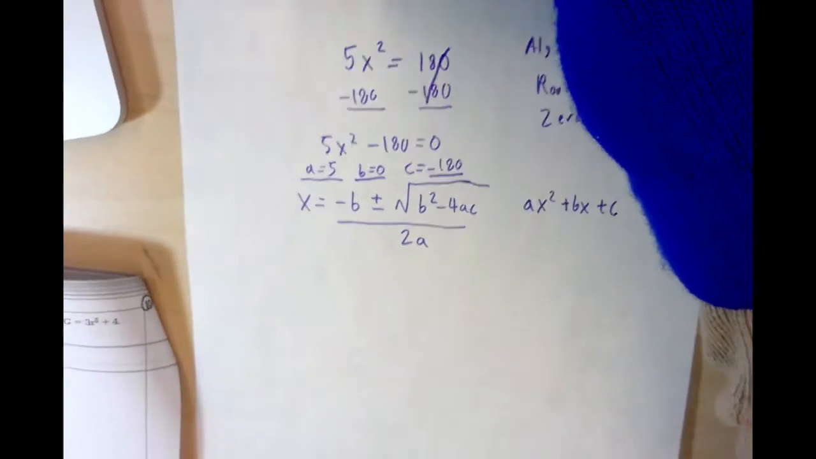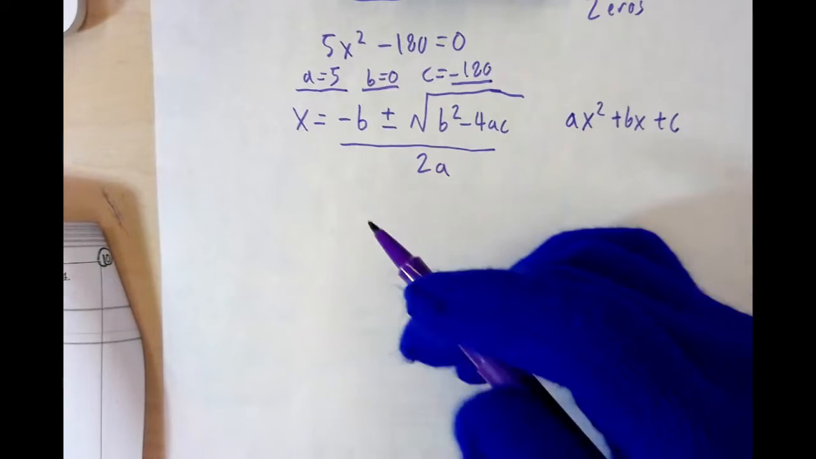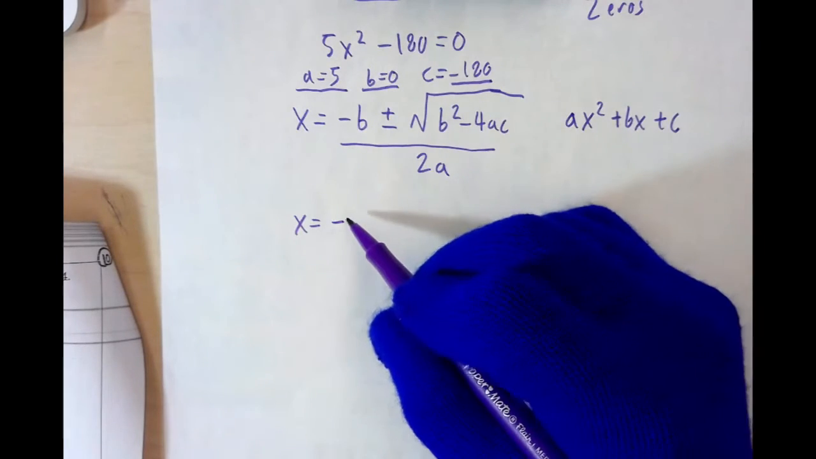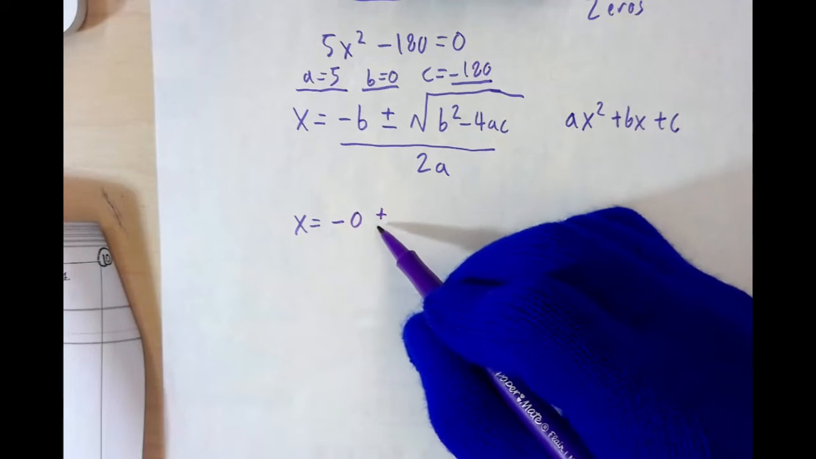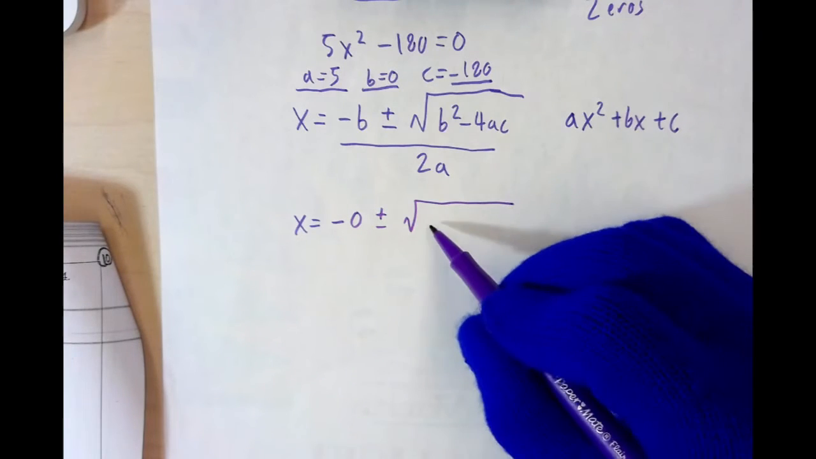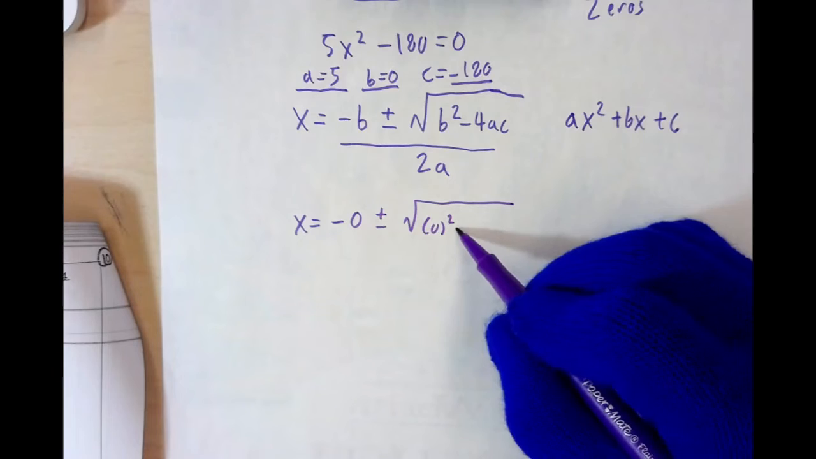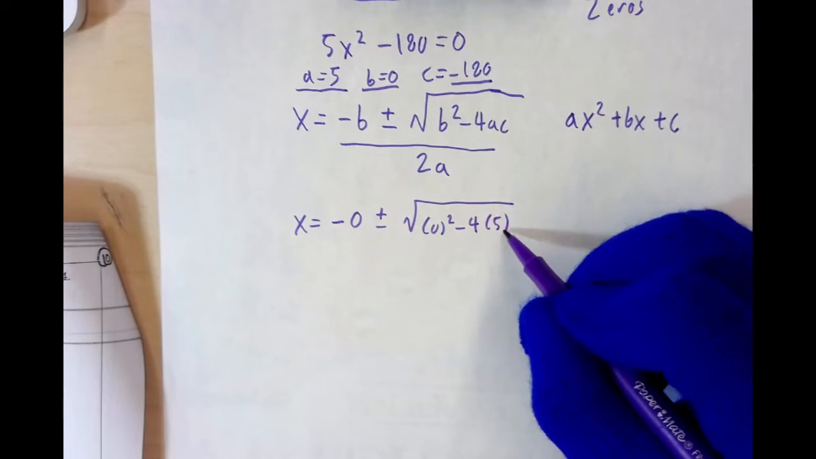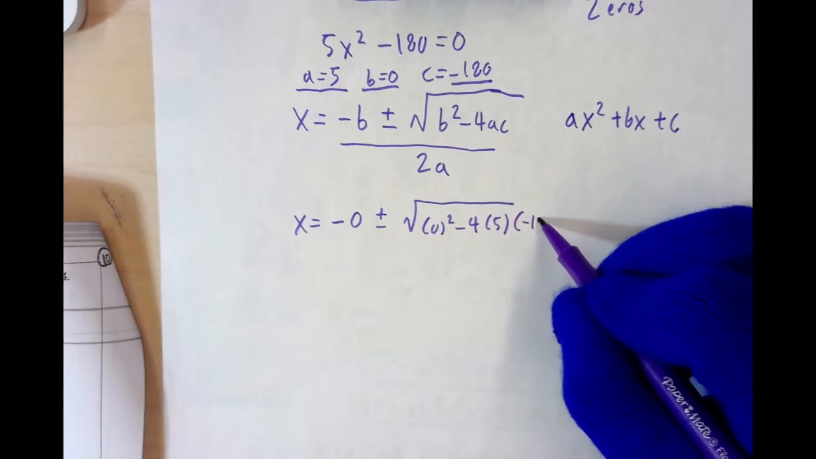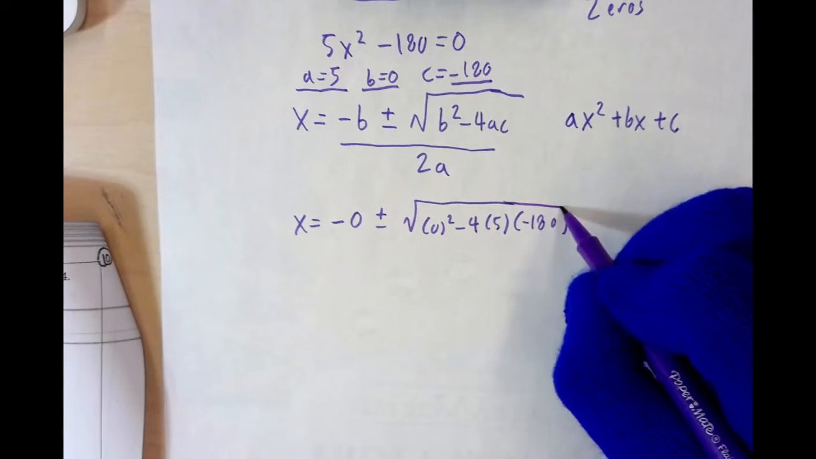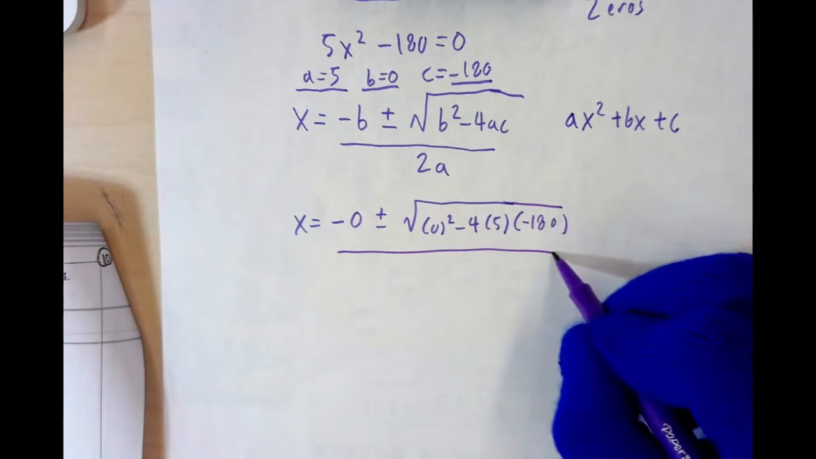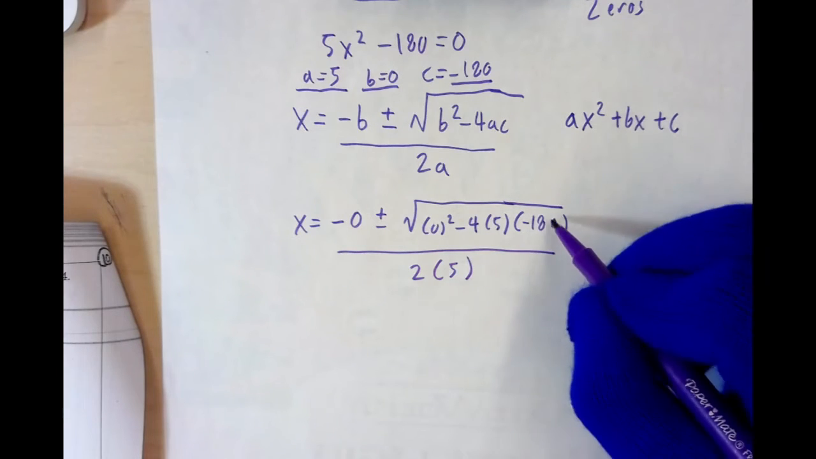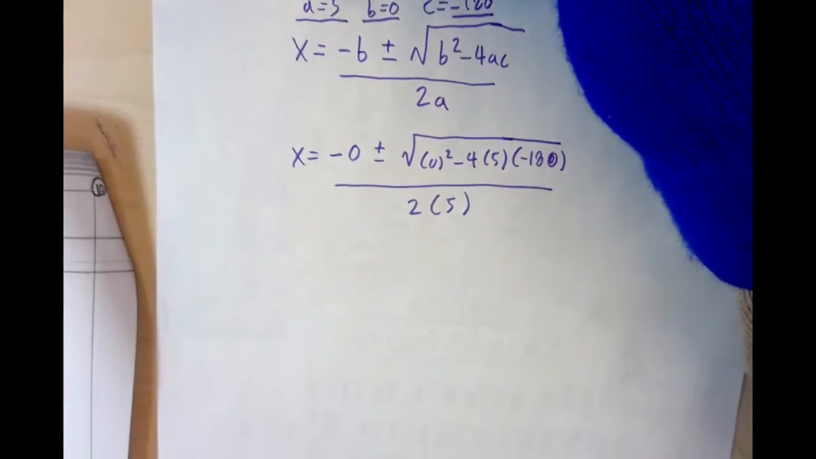Okay? So now I'm going to have x equals negative, and if b is 0, it's literally just going to be 0, plus or minus the square root of 0 squared minus 4 times a, which is 5, times c, which is negative 180. This is all going to be over 2a, which is going to be 2 times 5. Now I'm just going to continue simplifying. Okay? I'm just running through it.